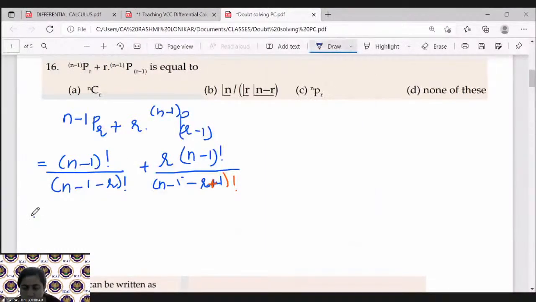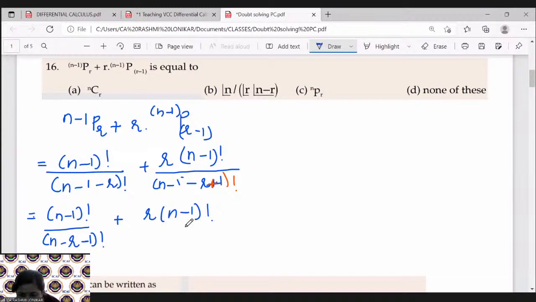Now in the numerator, I can take n-1 common, right? So n-1 is common. Now here what happens is this is n minus R minus 1 factorial. R into n minus 1, I have to just rearrange. Okay. Now this is n minus 1 minus R plus 1. So this minus 1 and this plus 1 get cancelled. So I am left with n minus R factorial.